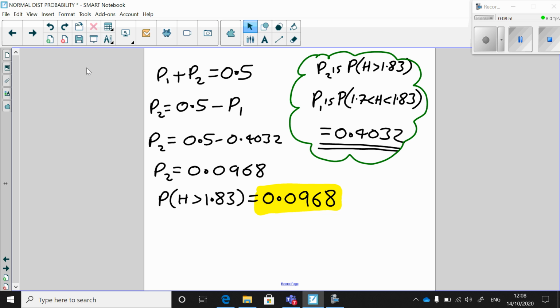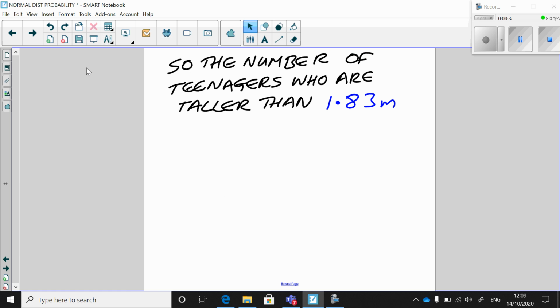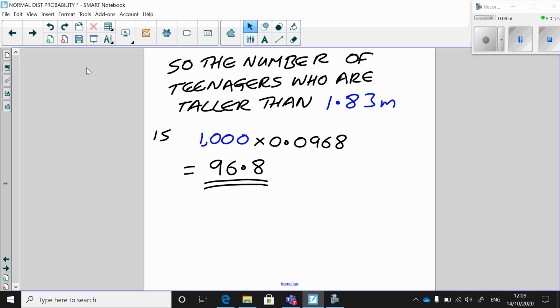Okay. And I'm happy with that. Sometimes if you just want to convey a value, some people like to have it converted into a percentage. So 9.68%, around about 10%, a tenth. Okay, but we've not finished with the problem there, because we wanted to know what was the probability of people having the height greater than 1.83. Okay, so can we find out the number of teenagers who are bigger than 1.83 meters? Well, if I just take that probability that I've found there in conjunction with the total, because the total was 1000, so multiply them together and get 96.8, but we don't get bits of teenagers, do we?